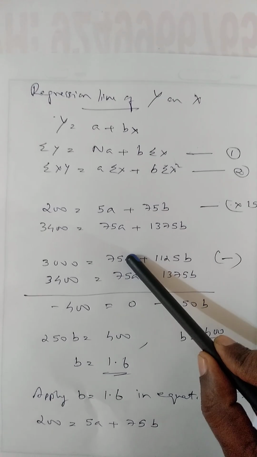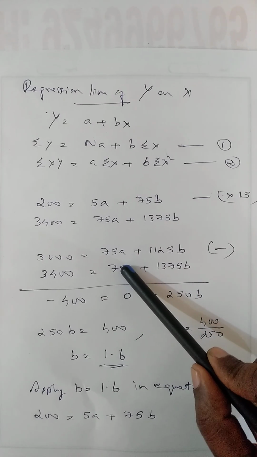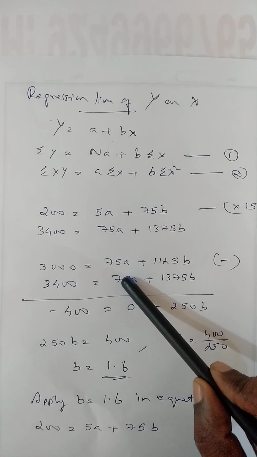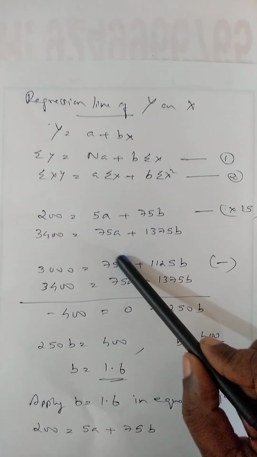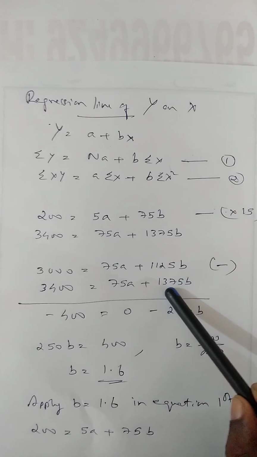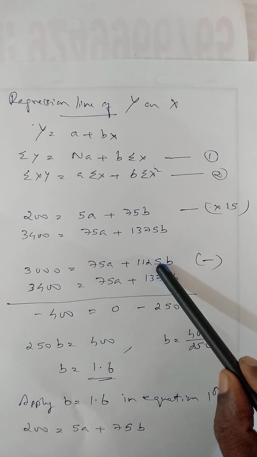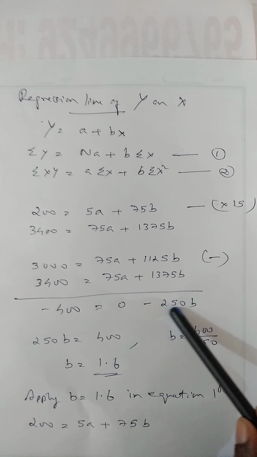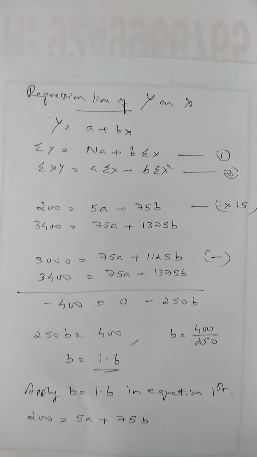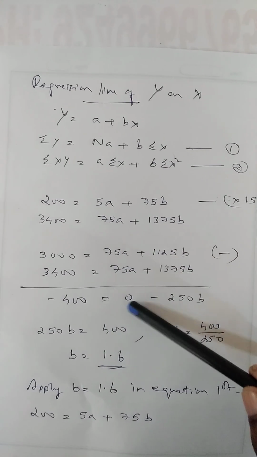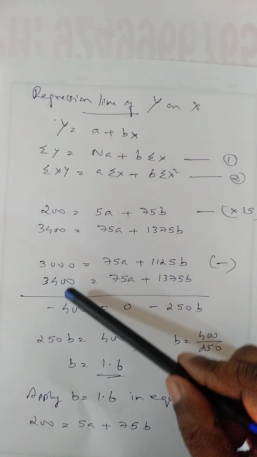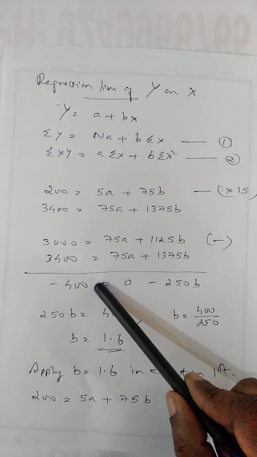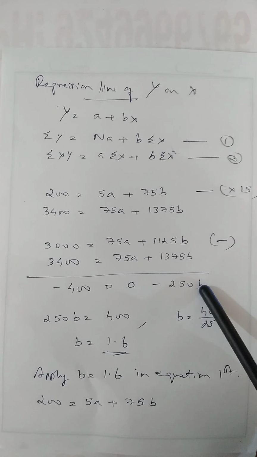Now we have to cancel this. Both the signs are positive. This is 75a, this is also 75a. So it is better to deduct the second equation from the first one. See, 1125b minus 1375b. When we deduct that, we get minus 250b. Then 75a minus 75a, 0. Then 3000 minus 3400, minus 400. Thus we got minus 400 is equal to minus 250b.